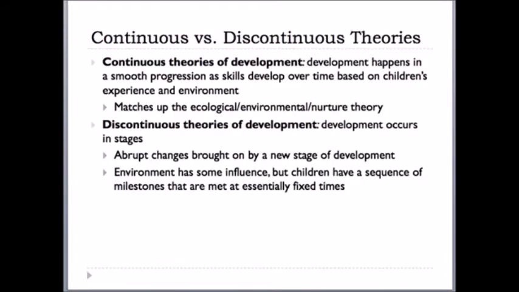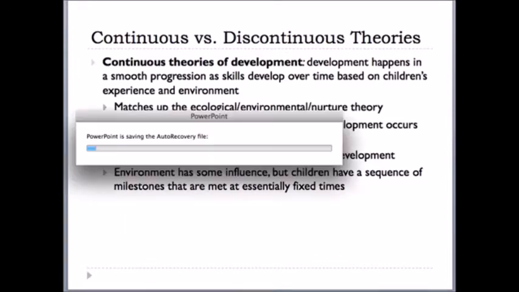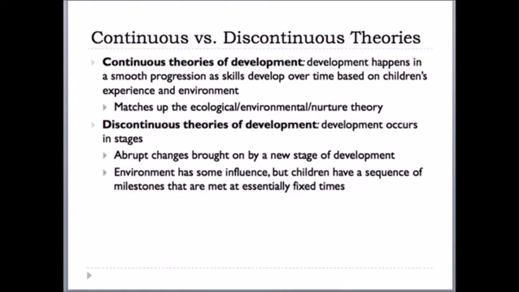As a recap, continuous theories of development posit that development happens smoothly. So skills develop smoothly over time based on a child's experience and their environment. Whereas discontinuous theories posit that development occurs in stages. So rather than that smooth progression of skill development, discontinuous theories think that development happens via abrupt changes that are brought on by new stages of development. And most discontinuous theorists say that environment has some influence, but it's really that nature piece that drives children's sequential milestones. And they think that these milestones are met at fixed times, so fixed ages in a child's lifetime.